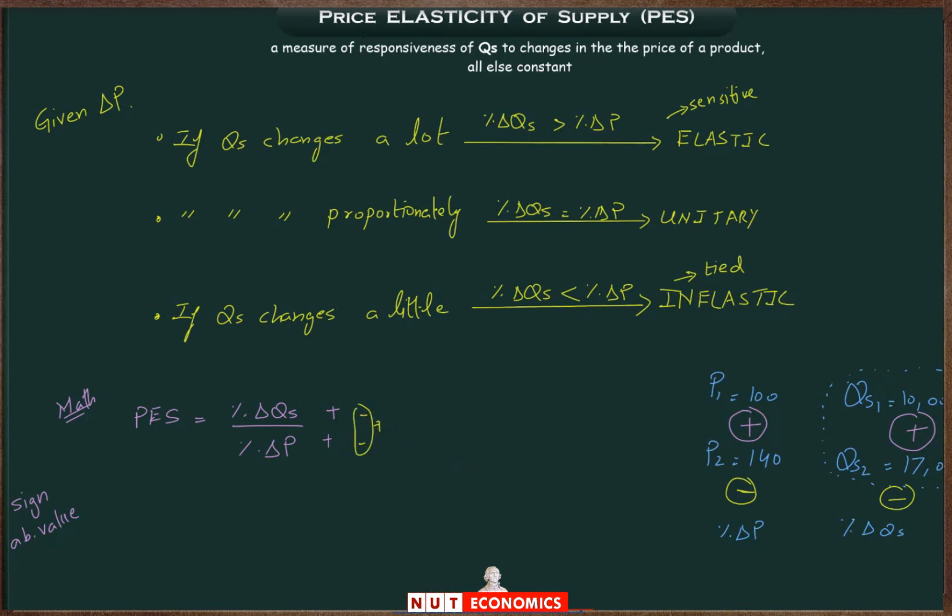So PES, therefore, remember, is always going to be positive. Its sign is always going to be positive, and that simply reflects your law of supply. That reflects the fact that if price increases, the quantity supplied increases, and if price falls, the quantity supplied will also fall. So you will always get a positive sign of PES.